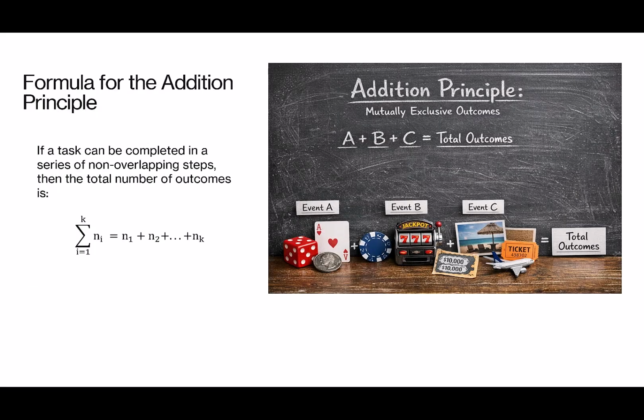Our formula for the addition principle says if a task can be completed in a series of non-overlapping steps, then the total number of outcomes is equal to the sum of the individual outcomes. We can write that as the sum of i equals 1 to k of n sub i, which means n1 plus n2 plus all the way down to nk. But to better understand how to use this formula, let's look at an example.